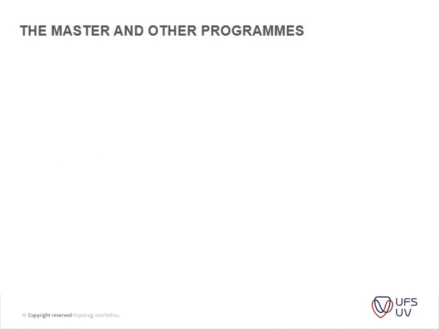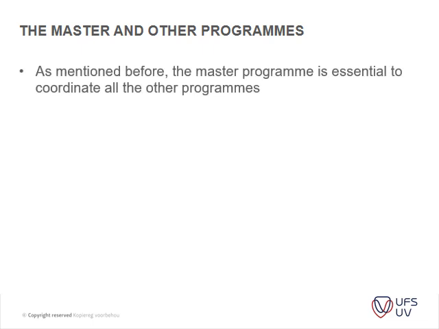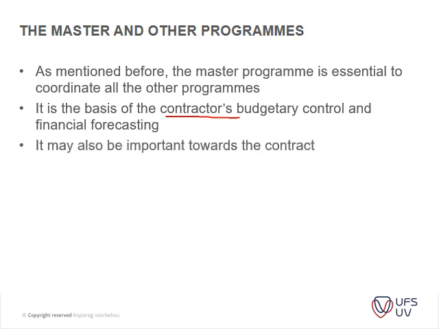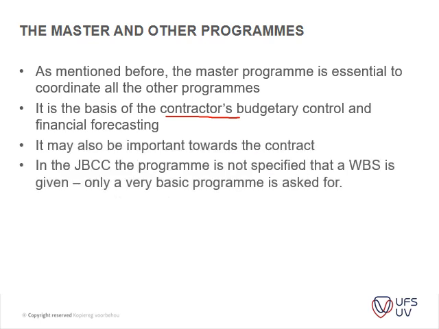And then the master and other programs. In this next section, we're just going to look at what each program is. As mentioned before, the master program is essential to coordinate all the other programs. All the other programs are based on the master program. It is the basis of the contractor's budget control and financial forecast. Not only the contractor's, but also the principal agent or the engineer or the client's representative. It may also be important towards the contract.